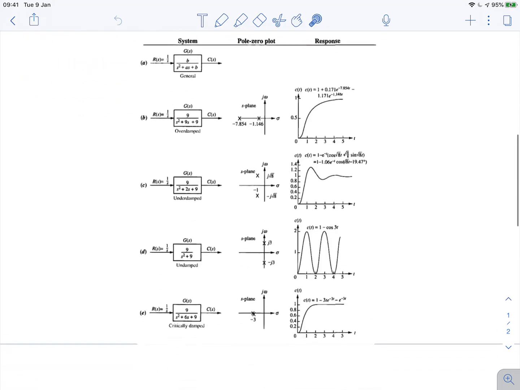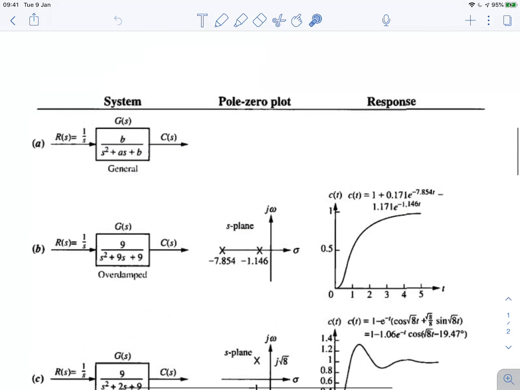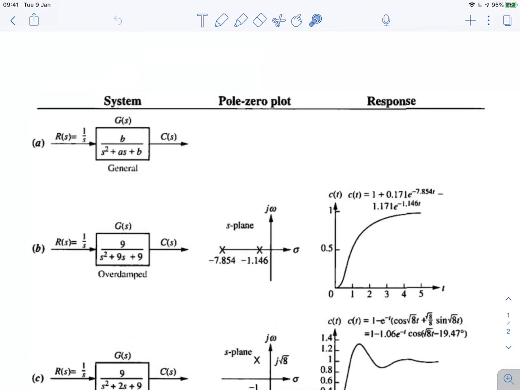For example, let's say we have this transfer function b upon s square plus as plus b, and with the step response we want to see C of s, where the input is a step signal. Here you see that the system is second order because the denominator is a second order polynomial, b upon s square plus as plus b.